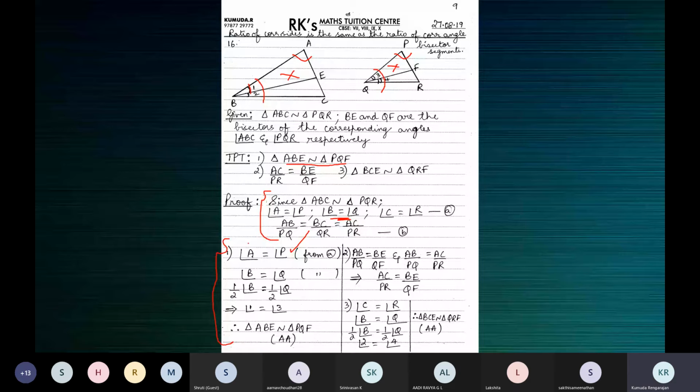Yeah, so we write with relevance to the triangles which we have to prove are similar. So half of angle B can be written as angle 1 and half of Q is angle 3, because 1 is of this triangle ABE and 3 is of this triangle PQF. So angle 1 is equal to angle 3, so the two triangles are similar.